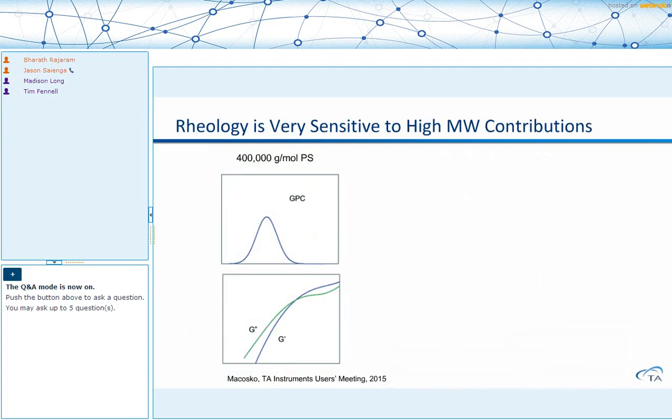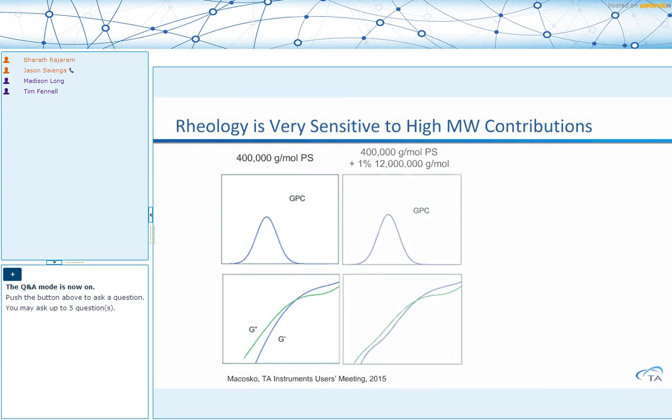And rheology is very sensitive to high molecular weight contributions. So here we have a set of 3 panels that will come up in the following slides that directly compare GPC with rheology data. We'll start with a neat polymer, a low molecular weight polystyrene that has a single peak in the GPC profile. And if you look at the rheology, we have gone down to low frequencies where we are entering that terminal region that was highlighted in the previous slide.